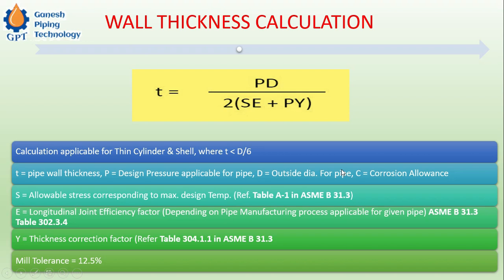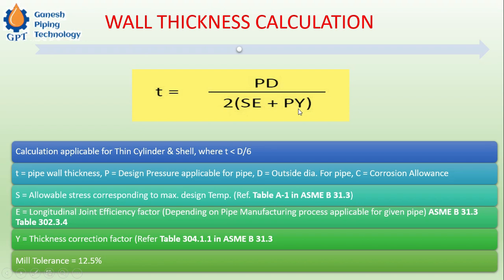When the thickness is lesser than 1/6 of the D. For example, if the diameter is 600, then 1/6 of 600 is 100. So if the thickness is less than 100 for that 600 diameter pipe, then it is a thin cylinder. If it is greater than that, then it is a thick cylinder. Whichever follows this rule, for a thin cylinder, we can use this formula.